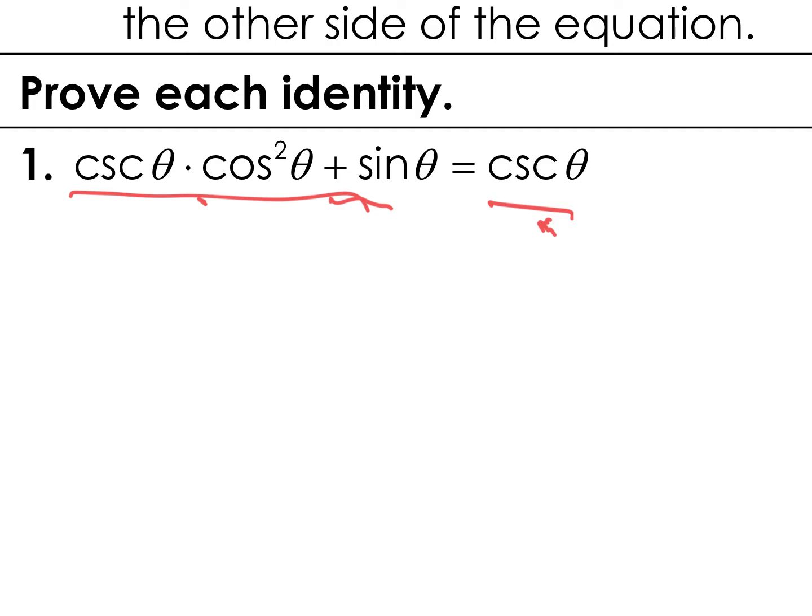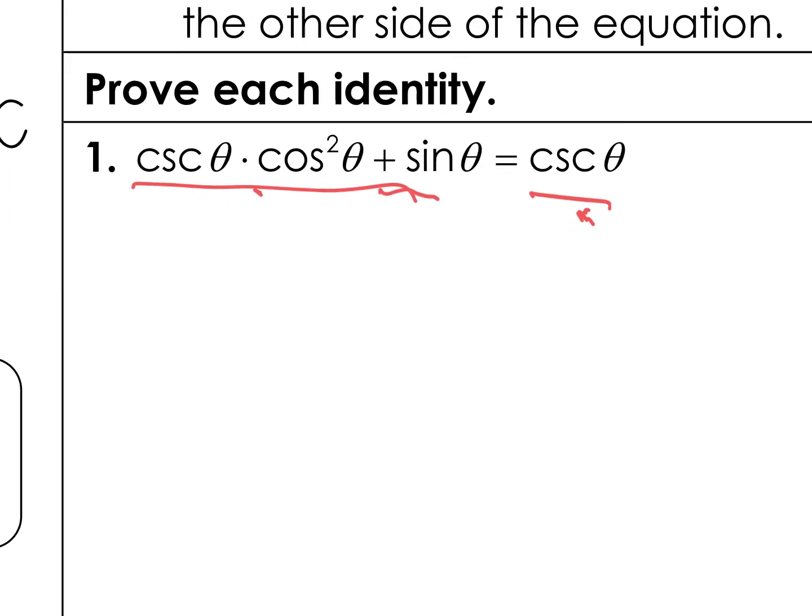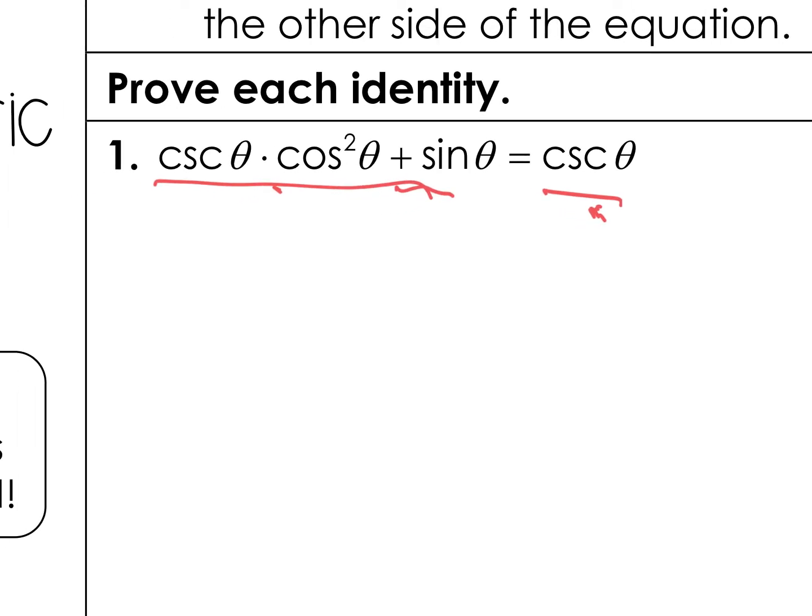I clearly see a dot in their write-up. So what I might do is, well, a cosecant times a cosine. Let me turn all of it into sines and cosines. 1 over sine of theta times cosine squared theta. And then when I get done with that, I have to add a sine of theta.